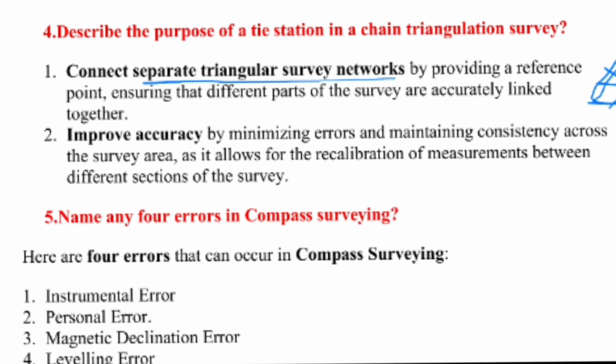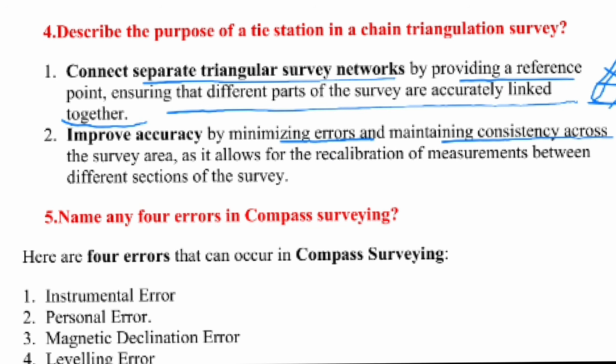By providing reference points and ensuring the different points are linked together, it improves accuracy. When you do surveying you will get errors; tie lines minimize errors, keep measurements consistent across the survey area, and allow recalibration of measurements between each section of the survey. In one full area you may get errors in a particular part, which you can avoid by using tie lines in the triangulation.